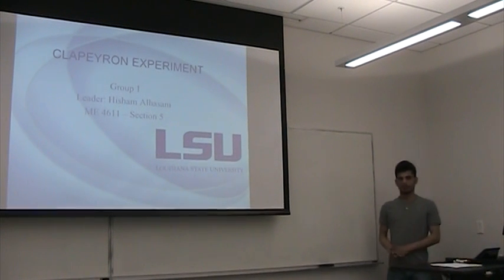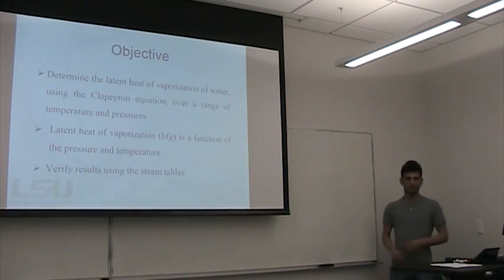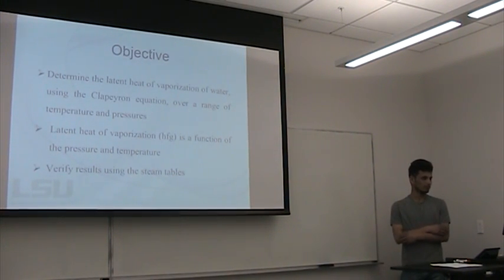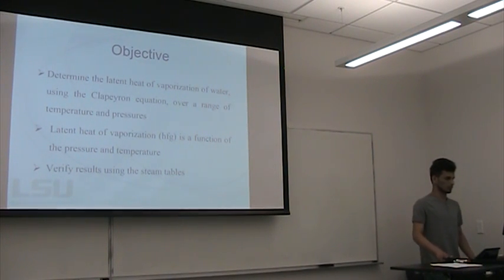Today I'm going to talk about the Clausius-Clapeyron experiment, which we will be doing next week. The objective of this experiment is to determine the latent heat of vaporization of water using the Clausius-Clapeyron equation for a range of temperatures and pressures. And they will have to provide the results using the steam tables in our thermodynamics.